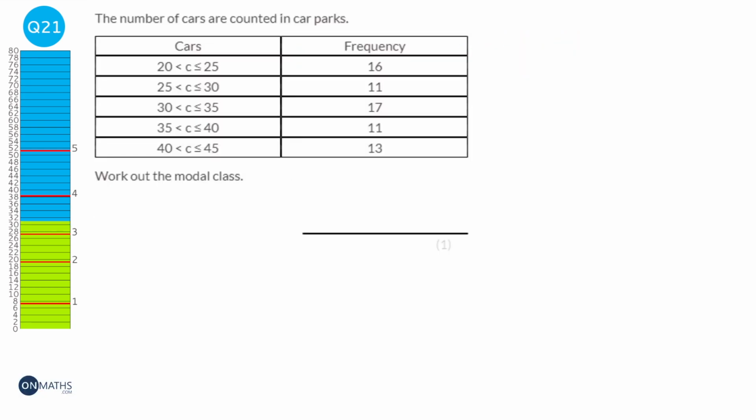The modal class is just the group that has the mode. Okay, the modal group. Class just means group. Now all these are groups, so any of these could be the answer. To find the modal class or the modal group, we just look to see which one has the most numbers in it. Well, the first group has 16 in it, the next group has 11, the next group 17, the next group 11, and the last group 13. Which of those is the most? Well, 17. So the group that has the most is this one. Let's do that a bit nicer. 30, and then C, and then 35.